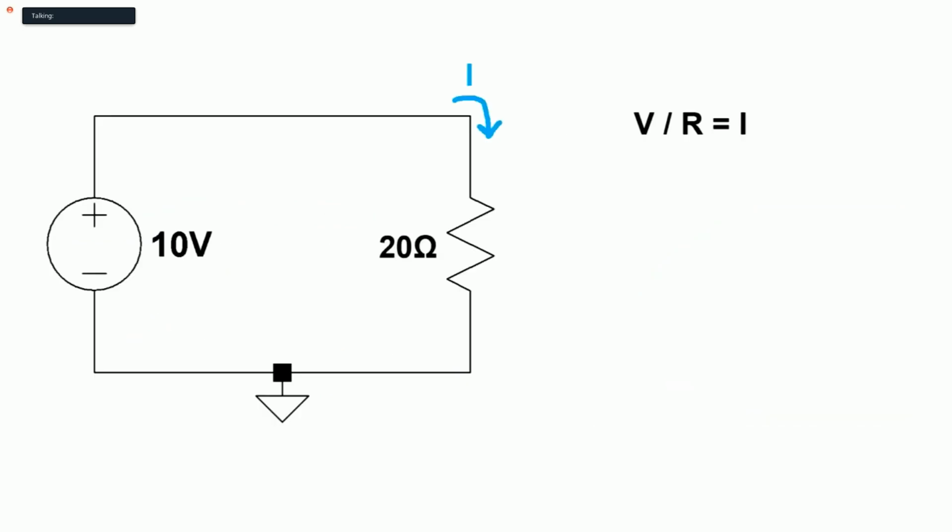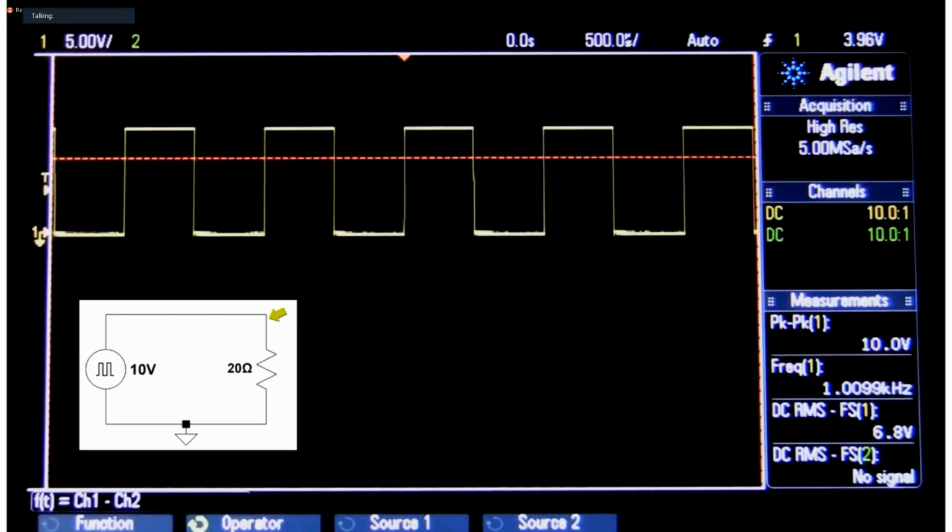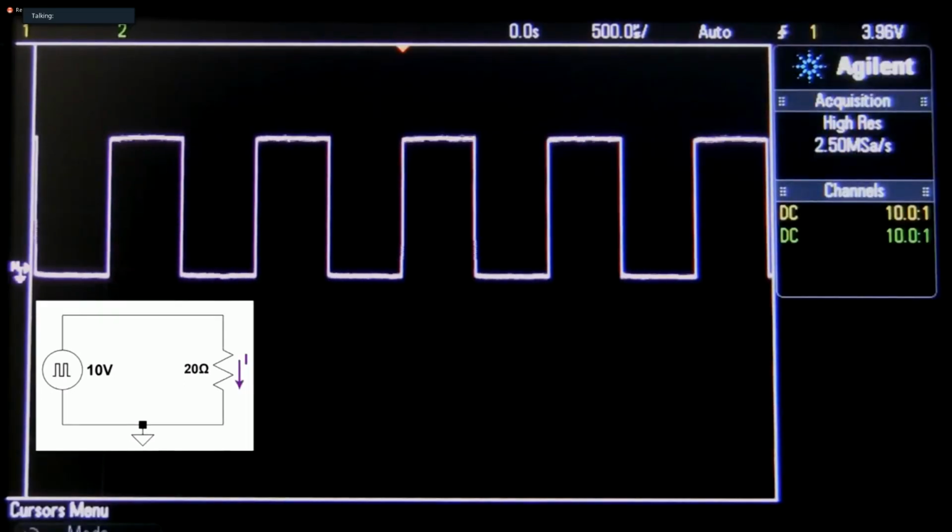Now let me give you an example. Normally when you connect a voltage source to a load resistor, the current will be given by Ohm's law. In this case, 10 volts divided by 20 ohms gives you half an amp. And for this demo, I'm going to be using a 50% duty cycle square wave, so half the time you'll get 0.5 amps flowing, and half the time there'll be no current flowing. Okay, so here's the 1 kilohertz input square wave. And here's the current waveform, also perfectly square.